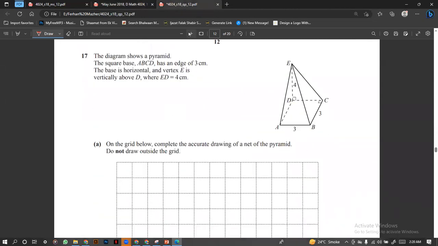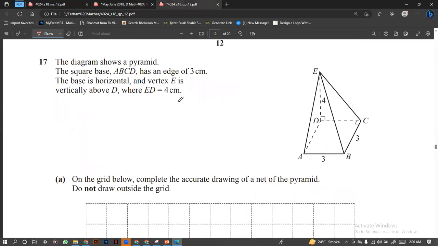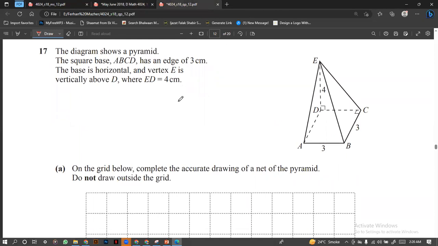Okay, so we have the next question, and the next question on your screen is question number 17. He says, the diagram shows a pyramid. The square base ABCD has an edge of 3 centimeters. The base is horizontal and the vertex E is vertically above D, where ED is equal to 4 centimeters. Okay, so this side is also 3, this side is also 3, this side is 4. If you apply Pythagoras, this side will be 5, and this side will be also 5, because E is exactly above the D.